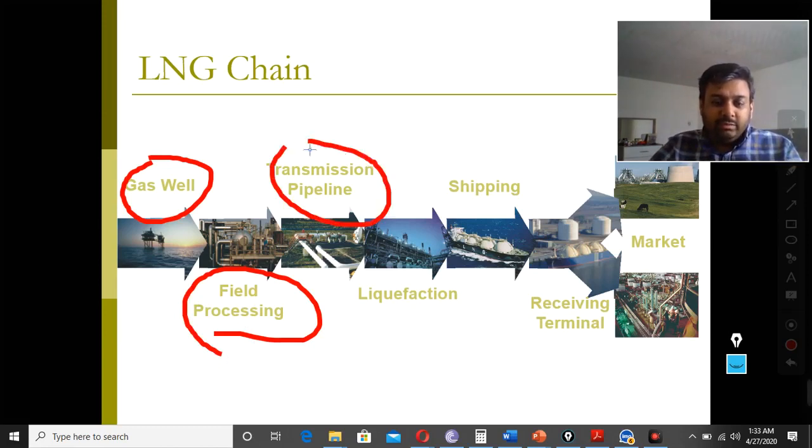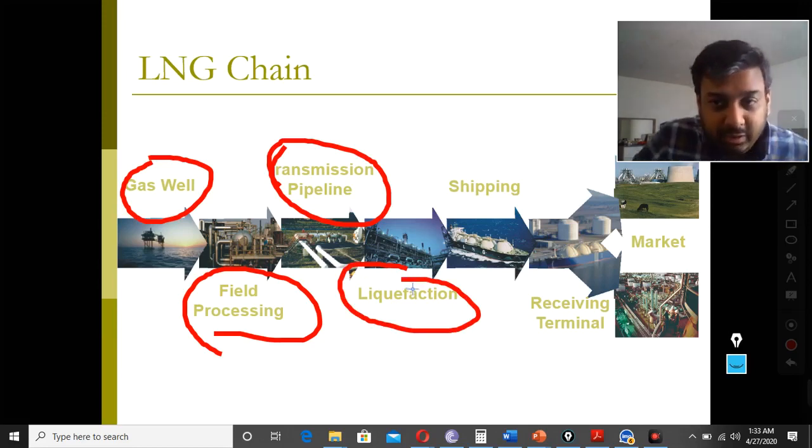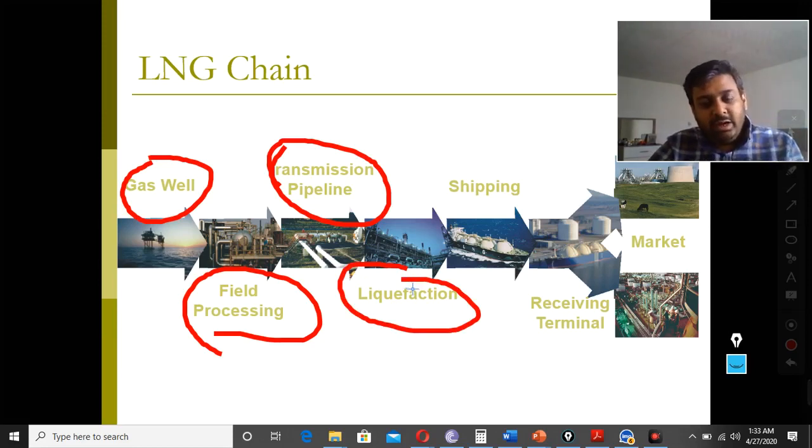Then we send this to the liquefaction plant. So here in the liquefaction plant, we just play with the critical properties. We maintain the temperature at minus 161 degrees centigrade, and we make it a liquid. Once it is liquid, we ship it to the customer. For example, now you have a gas in Kurdistan. You can purify it, make it a liquid, put it in the tankers and send it to anywhere in the world. So using the sea route, we can ship this LNG to any country.